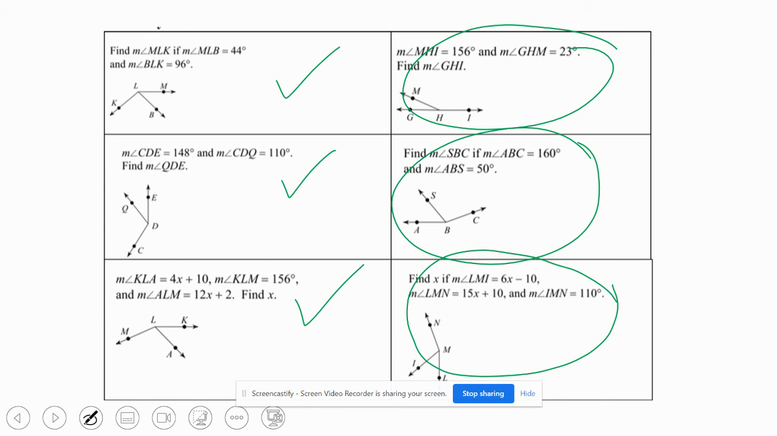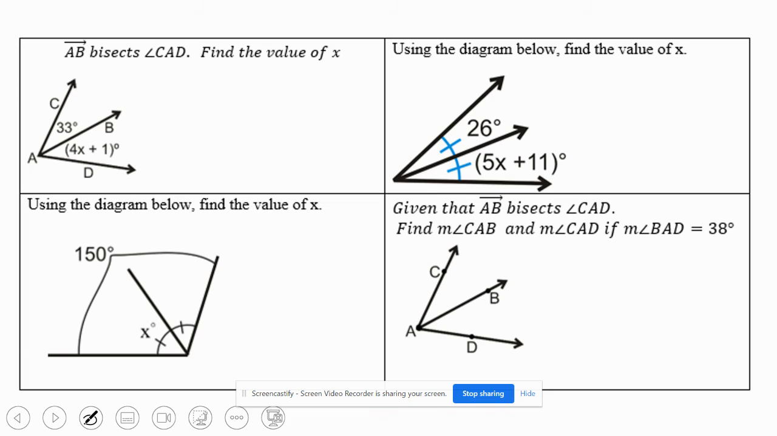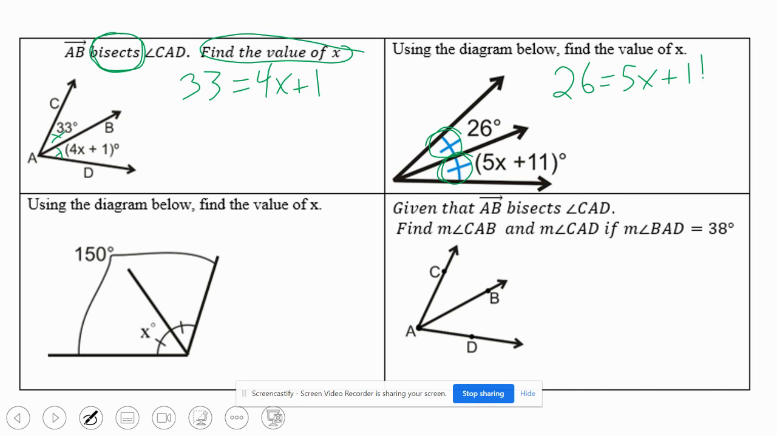And then we're just going to look at the next 4. These are all bisecting, right? So bisecting cuts in half. So I know these 2 are equal. So I know 33 equals 4x plus 1. You can solve that for x, right? I also know this diagram, when these tick marks mean these are equal. So even though it doesn't say the word bisect, just having those marks means that you can set these equal.